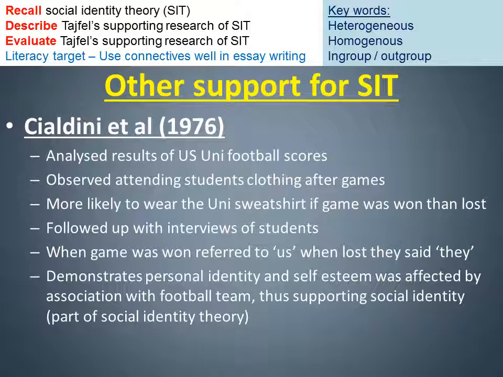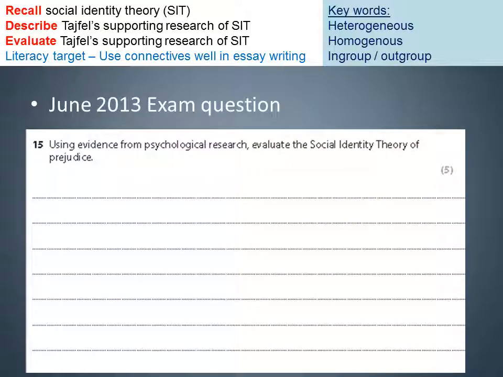There is other support for social identity theory as well. Saldini, I'm very sorry if I've said that wrong, in 1976, analysed results of US football teams, and she found that people were much more likely to say that we won and they lost, even when referenced to their own football team. And this is an example of the exam question I was talking to you about, where you've got to talk about psychological research to evaluate social identity theory.